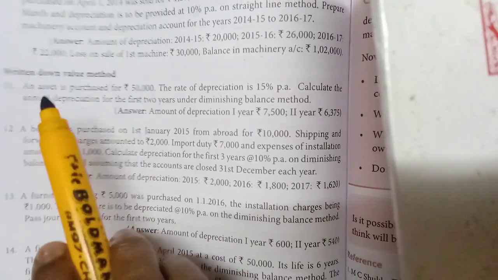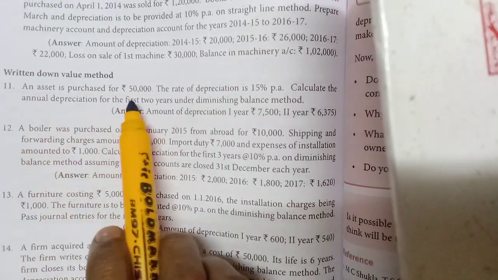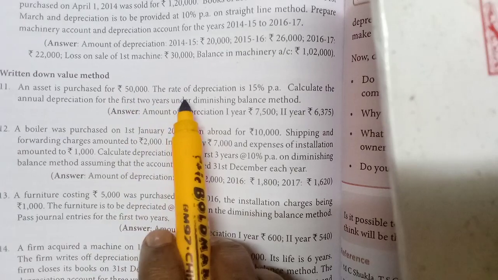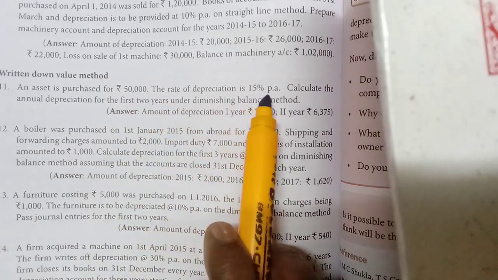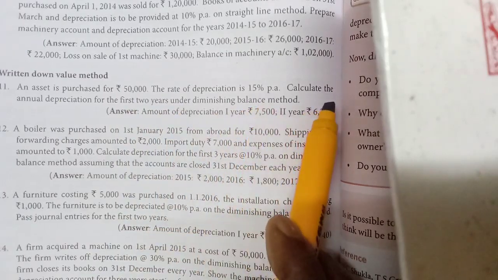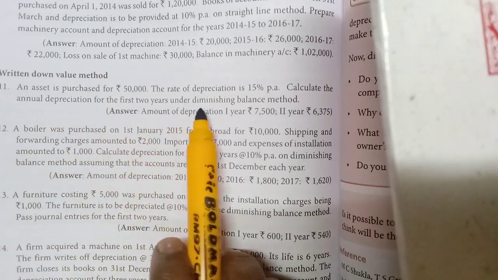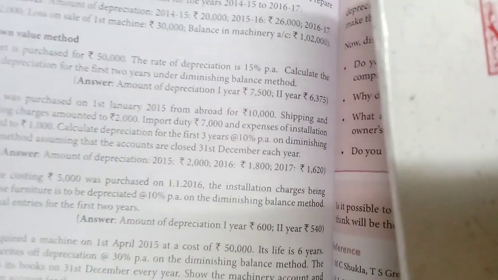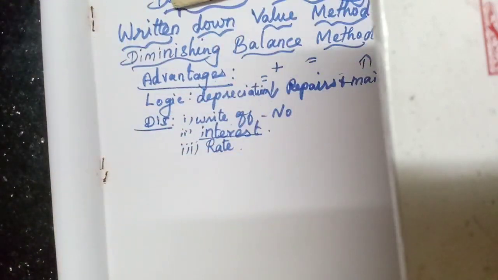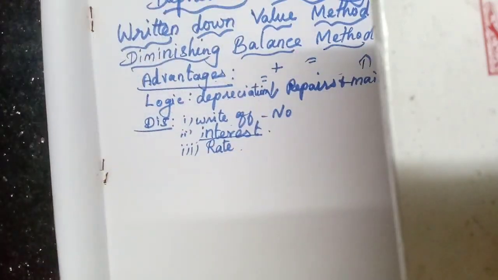See the 11th problem. An asset is purchased for rupees 50,000. The rate of depreciation is 15% per annum. Calculate the annual depreciation for the first 2 years under diminishing balance method. So, here they have asked only the annual depreciation.